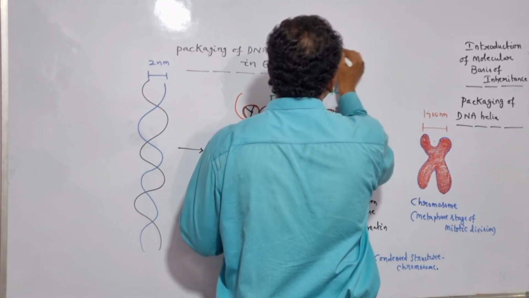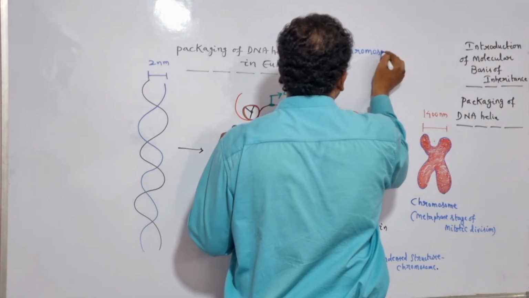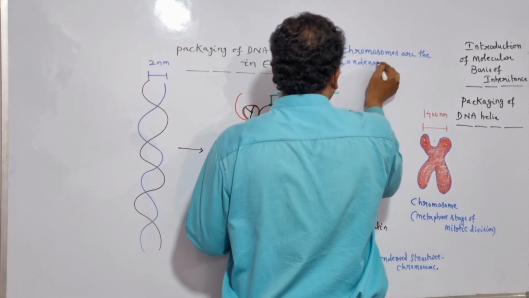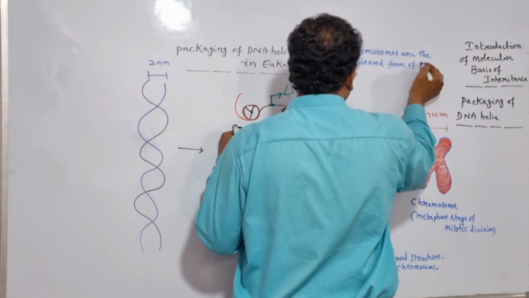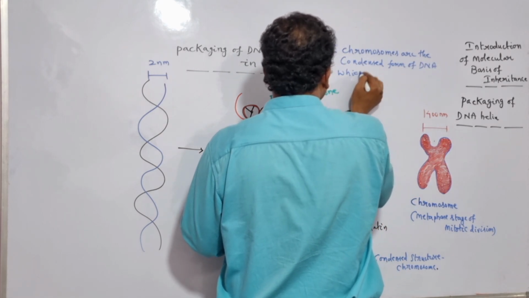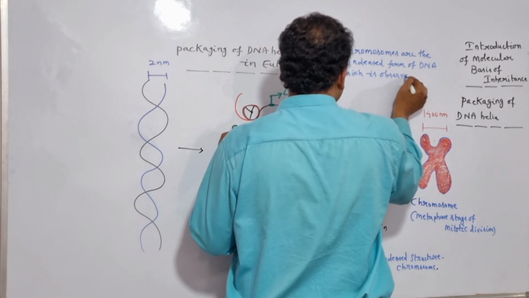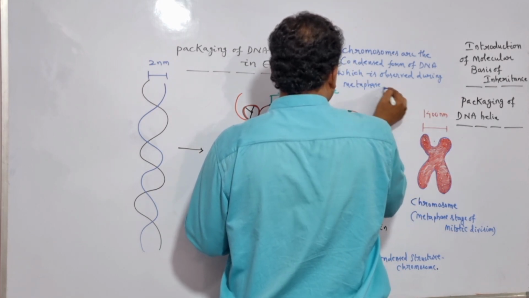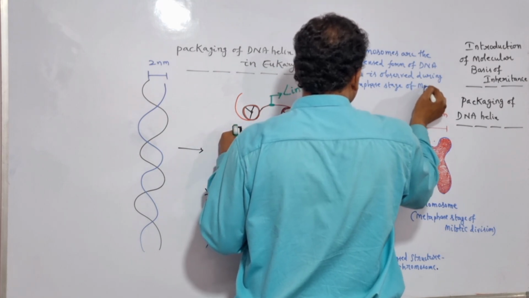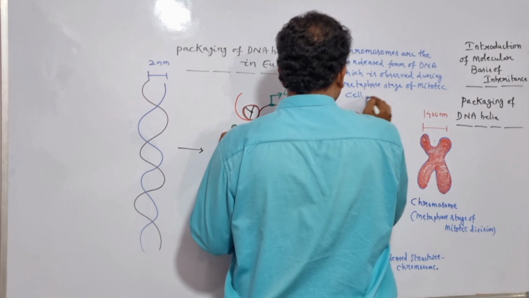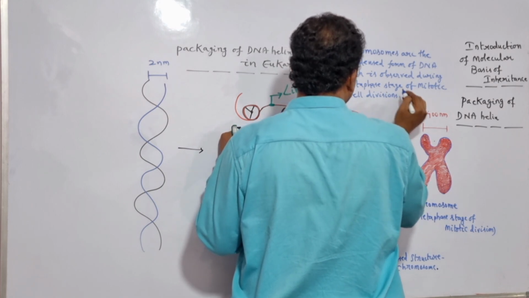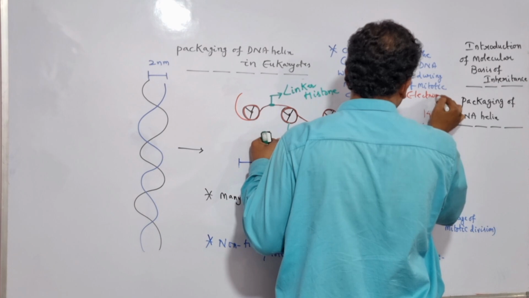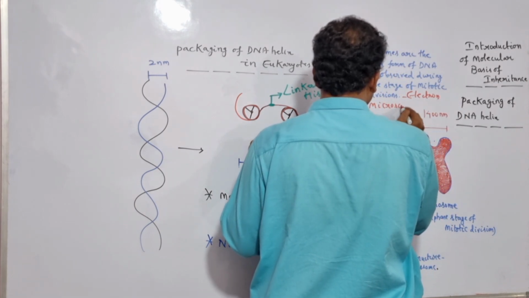Chromosomes are the condensed form of DNA which is observed during metaphase stage of mitotic cell division under electron microscopic observations.